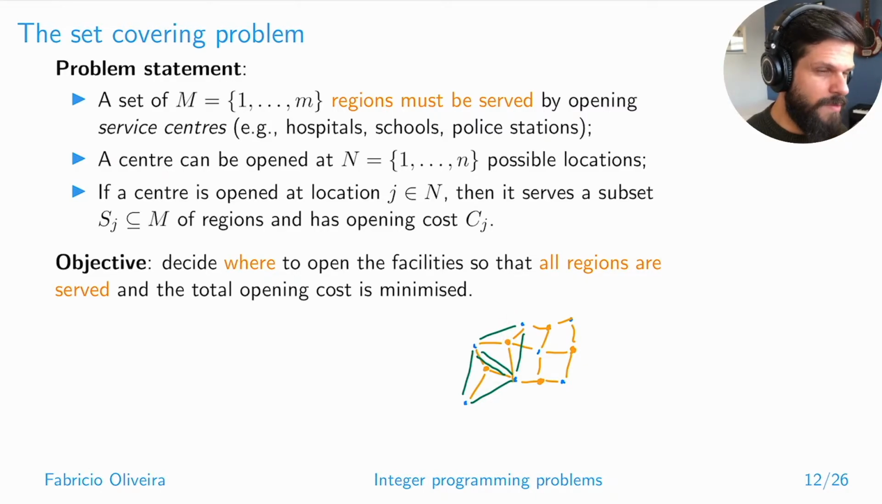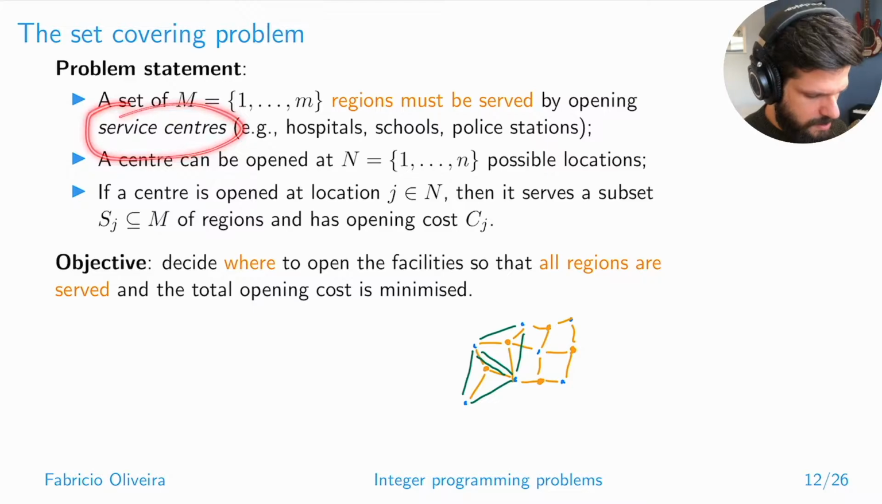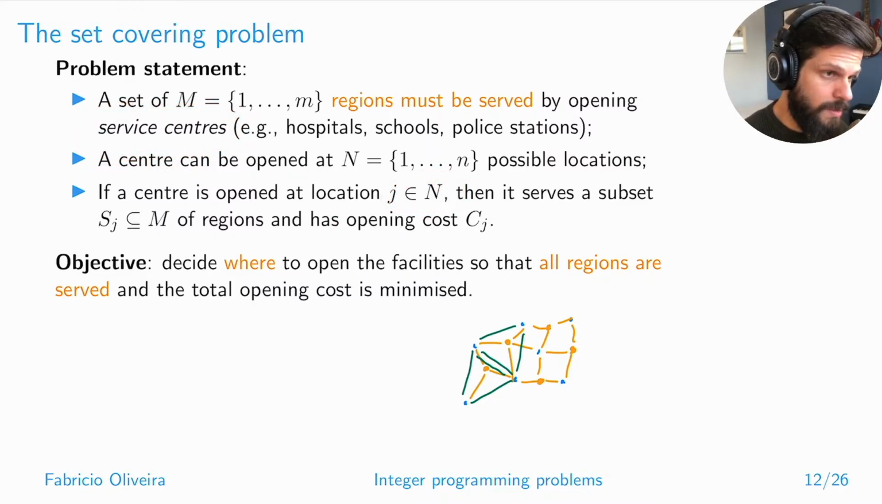So the set covering problem is typically posed in this setting where you have centers that can be opened at any possible places, and these centers serve regions. They could be, for example, hospitals, schools, police stations, fire stations, things like such, emergency response stations. So we call them service centers. And if a center is open at a candidate location, then it serves a subset of other regions, and it has its opening cost, Cj.